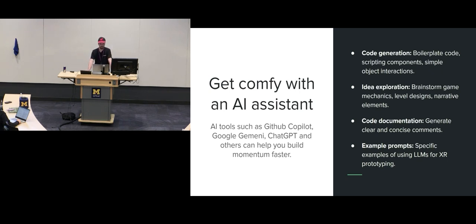But if you have an idea and you kind of have an idea as well of how the code is supposed to look, it's really easy to use these tools as kind of a gut check. Show me what that would look like. Help me expand on this sample. And so code generation for boilerplate, scripting components, and simple object interactions, super easy. If you're doing anything with colliders, ray casting, those kinds of simple but can very quickly become complex interactions, they're great for that. Idea exploration, I do this all the time.